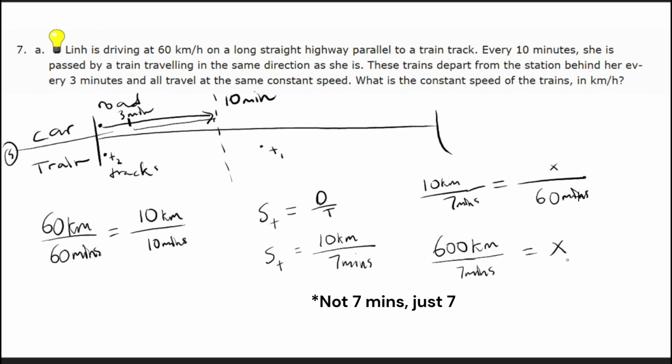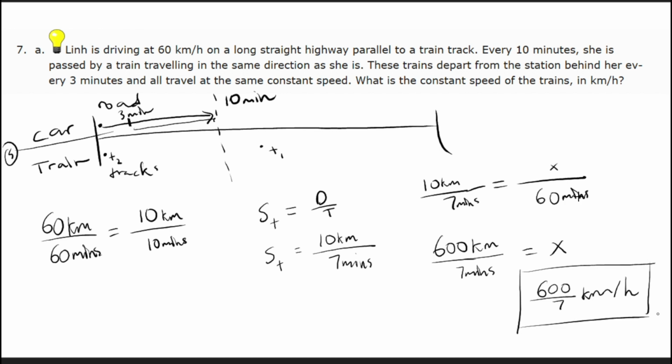Equals x. So the speed is then going to be 600 kilometers, 600 sevenths kilometer per hour. We can write it like this. And that is that question.